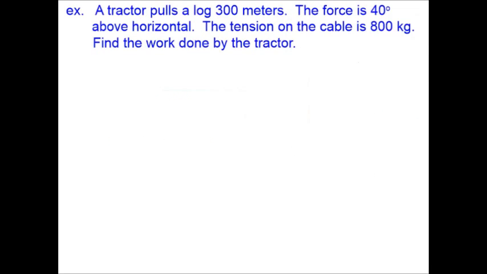Alrighty, let's take a look at one that's a little more real world. It's got a tractor pulling a log 300 meters, and the force is 40 degrees above horizontal, and the tension of the cable is 800 kilograms, so I know it'll work.